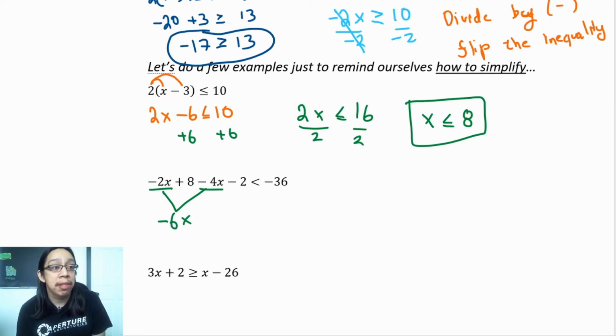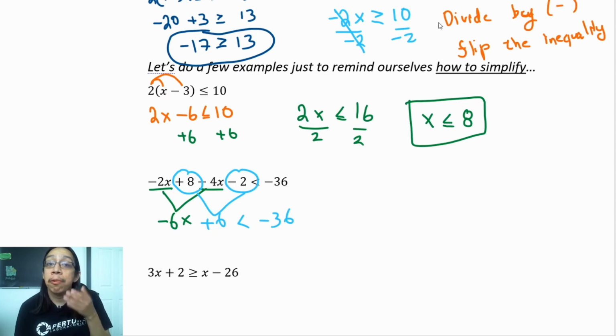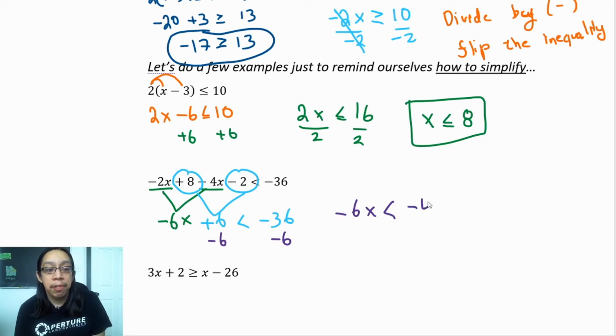But that's not the only thing we can combine. We can also combine this plus 8 and this minus 2, and when we do, we get plus 6. And now let's go ahead and bring down the symbol. From here, we use our inverse operations to solve this equation. Minus 6 on both sides. We're left with negative 6x is less than negative 42.